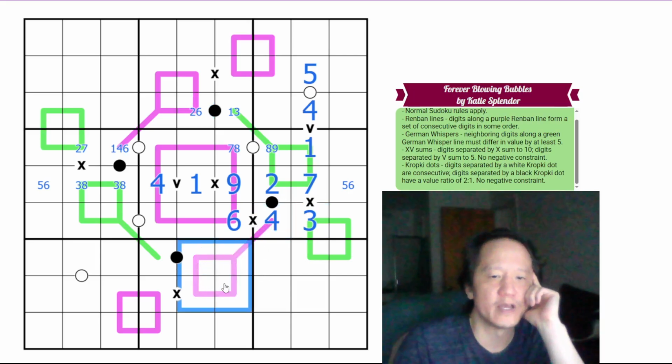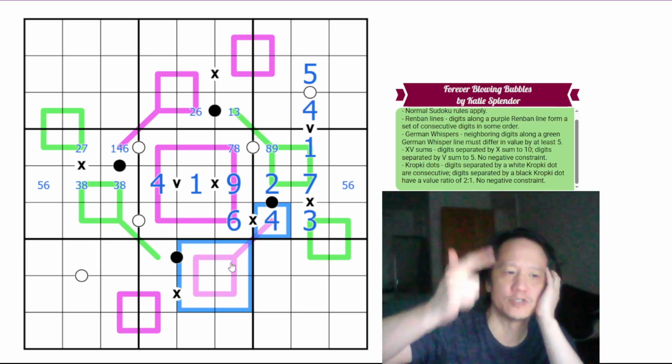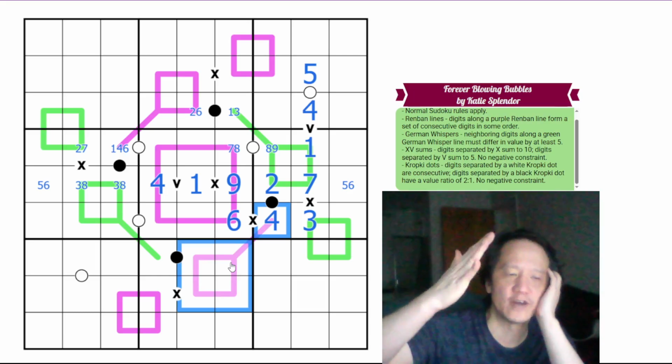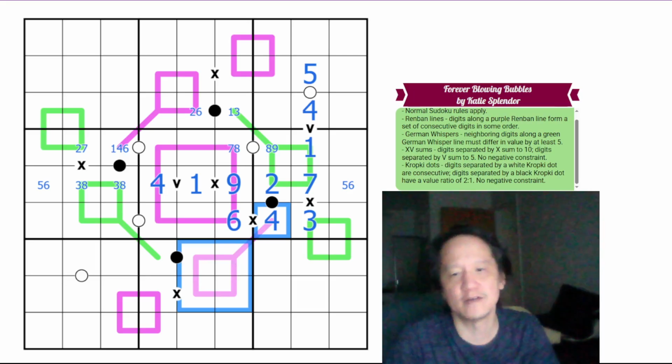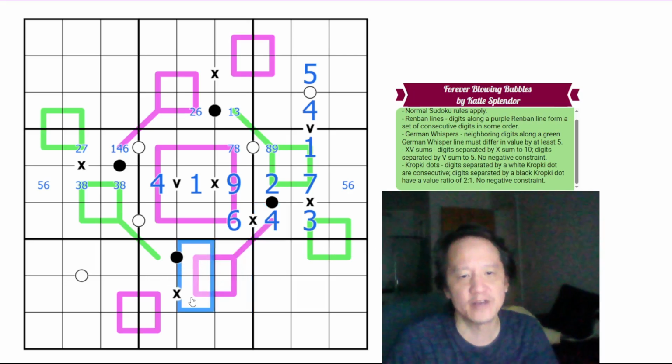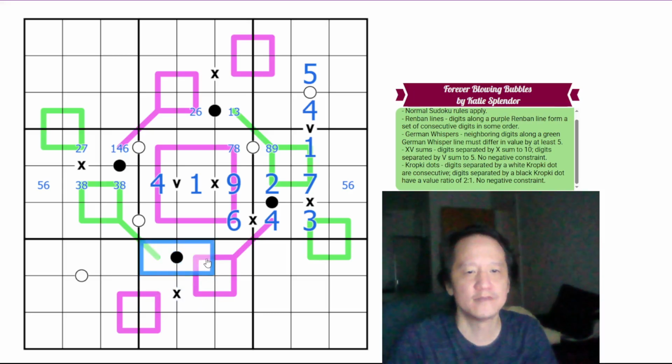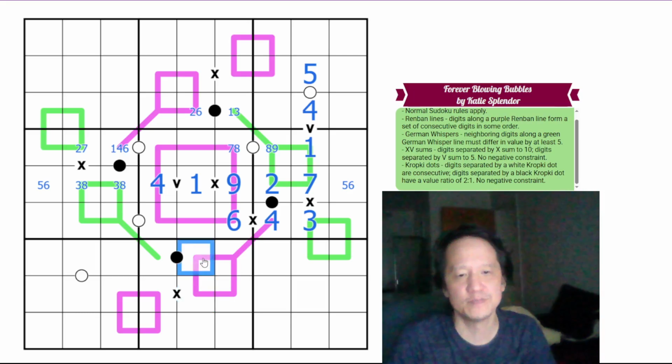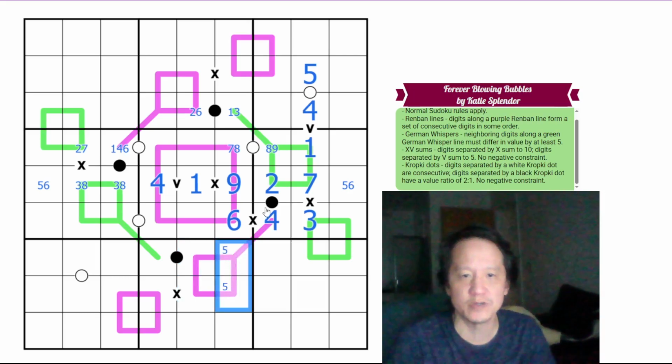This Renban is 5 digits long. So it must be either 1 through 5, 2 through 6, 3 through 7, 4 through 8, or 5 through 9. All of them contain a 5. So 5 has to be here, but 5 cannot be either of these digits. 5 would only add with 5 to add up to 10, and that would be in the same row, so that's not allowed. And 5 can't be double of anything because it's double of 2.5, which is not a digit. And 5 doubled is 10, which is not a digit. So 5 can't be here. 5 must be here.